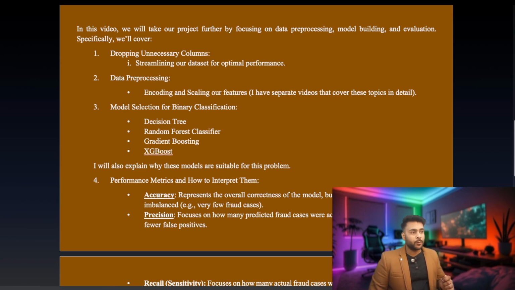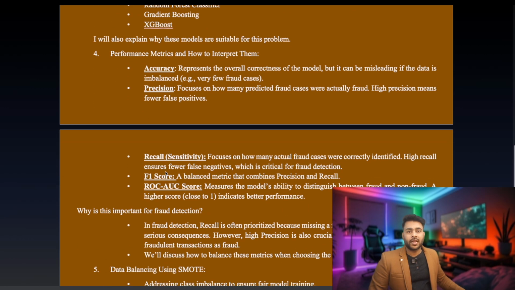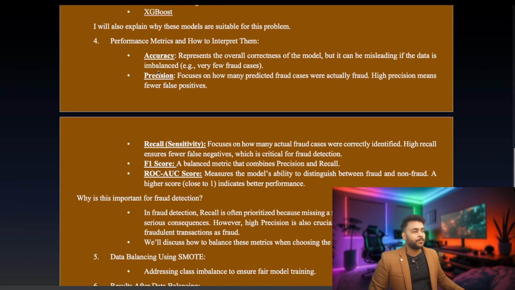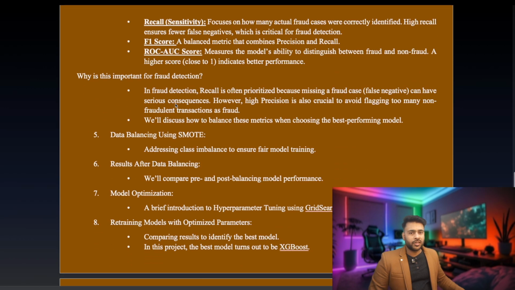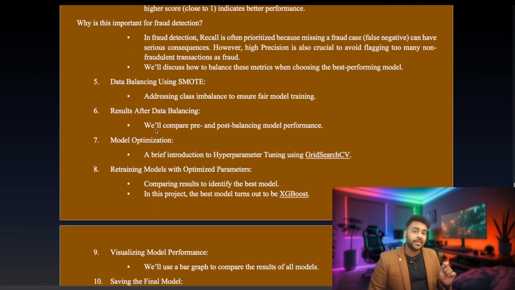Next, I'm going to help you with the model selection bit. In this project, we are going to focus on binary class classification. So I'm going to use these particular models, and I will tell you why these models have been used. And then I'm going to talk about the performance metrics and how we interpret them. I'm going to talk about this in more detail, so don't worry. And then I'm going to show you the different techniques for data balancing and what technique I have used in our project, which is SMOTE.